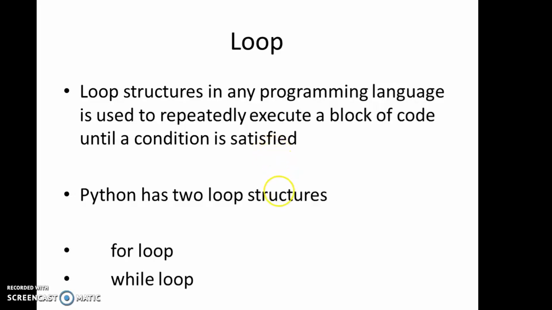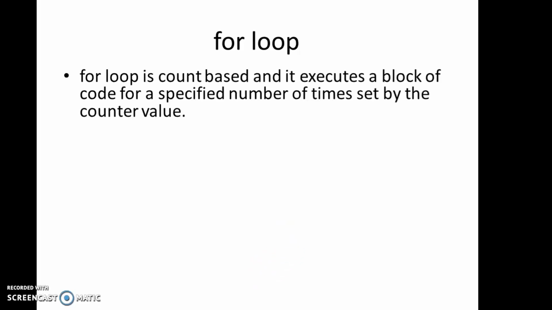So Python has two loop structures. One is for loop, and the other one is while loop. Let us see the first, for loop. The for loop is count based and it executes a block of code for a specified number of times set by the counter value. So when you want to execute a part of the program a specified number of times, for example 10 times, 20 times, or any number of times, we can use for loop.